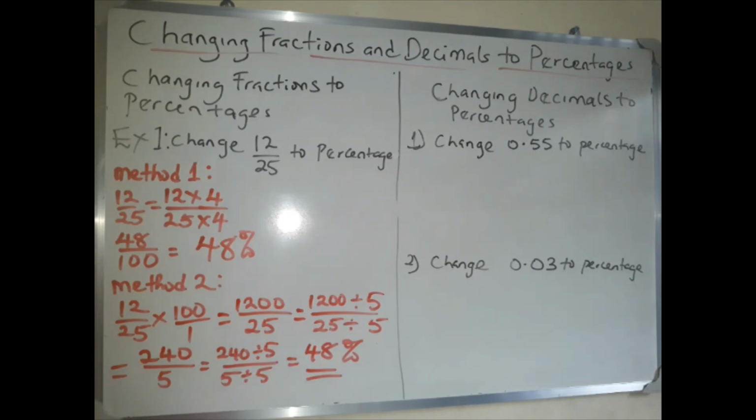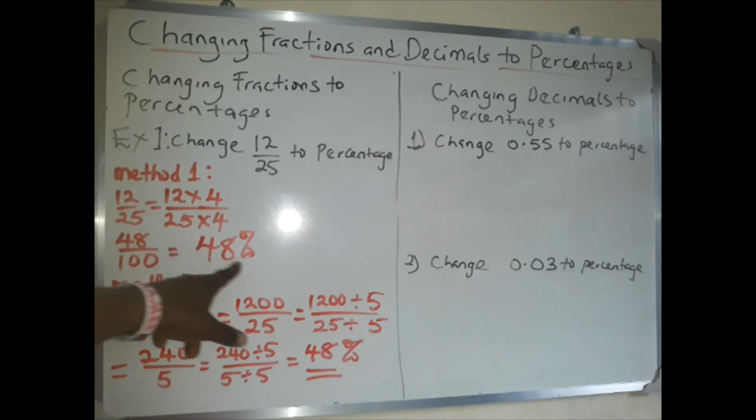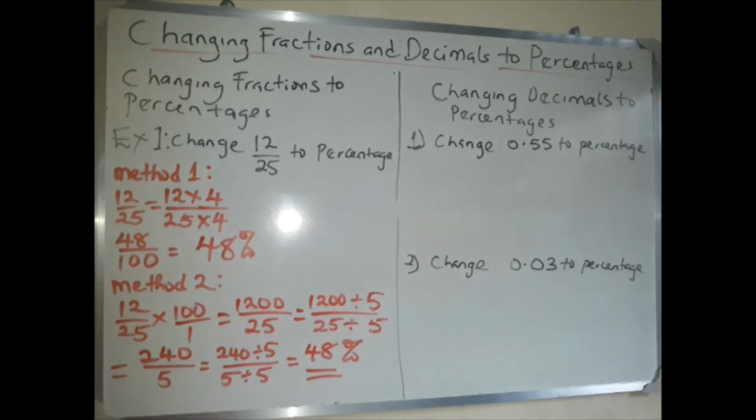So you can see that whether you use the first method, which is finding its equivalent fraction in which the denominator must be 100, and then using the numerator as your percentage, writing the symbol of percent, or you simply multiply the fraction by 100 and then reduce it to its lowest term, you obtain the same answer. Okay, so let's go to the second aspect of today's video, and it is changing decimals to percentages.